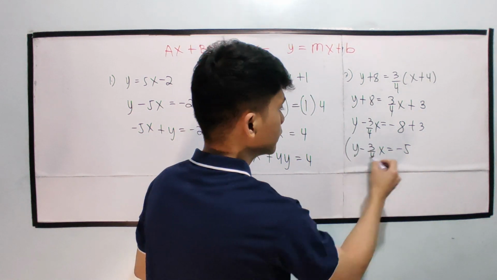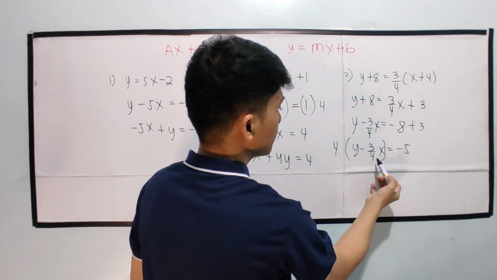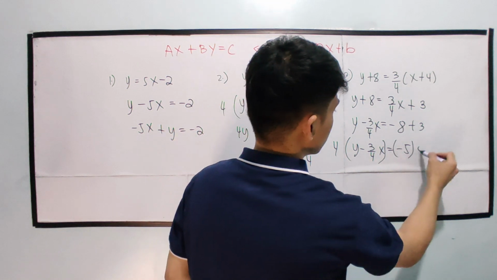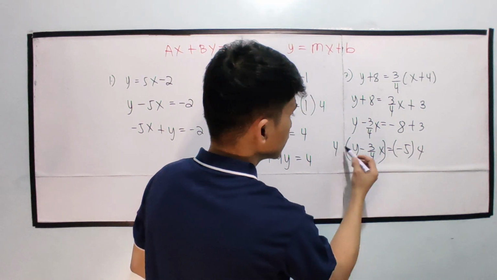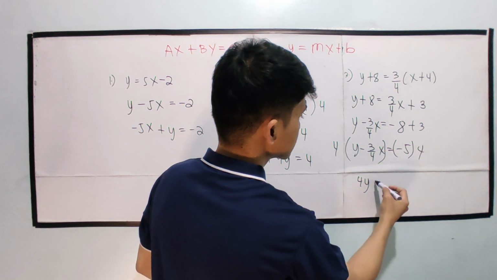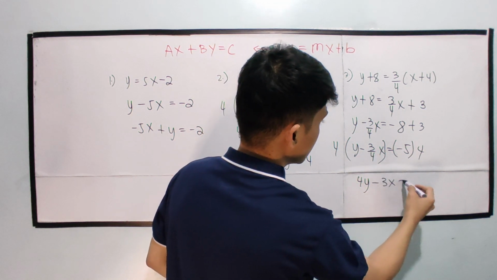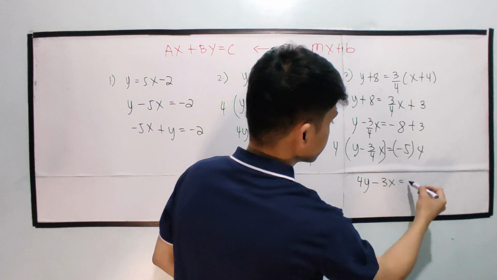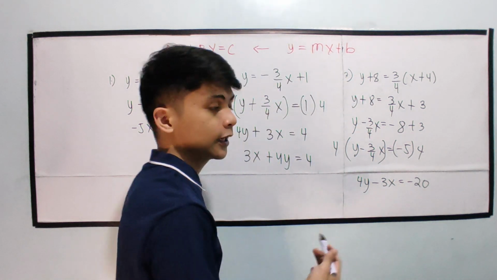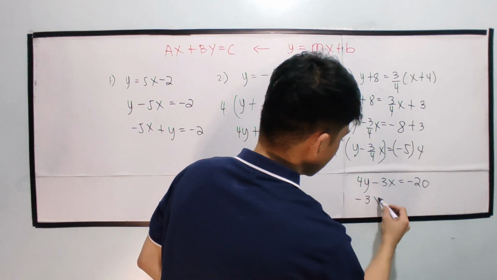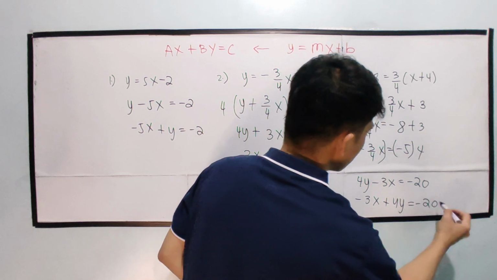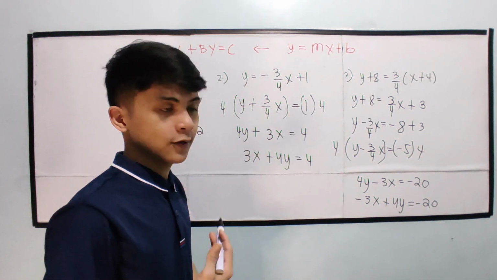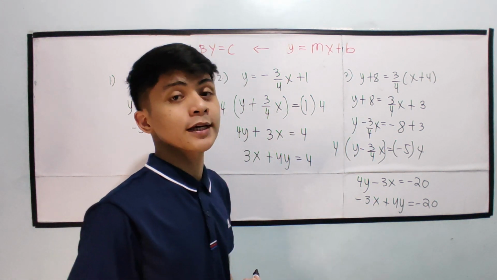And then, multiply ulit tayo ng 4 para ma-eliminate natin itong denominator. So, 4 times y, that is 4y. 4 times negative 3/4 x, magiging 3x na lang. Then, negative 5 times 4, negative 20. Then, rearrange lang natin. So, ito na yung final answer natin. Okay? So, naka-standard form na siya.